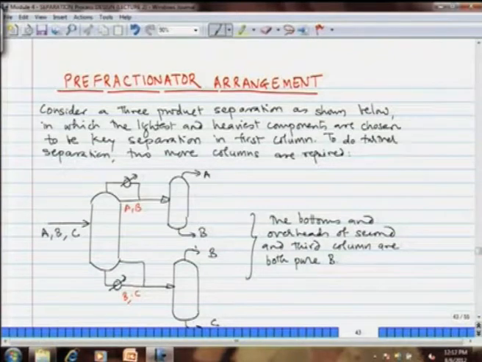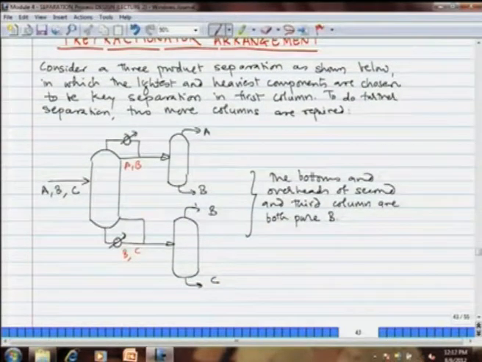The A and C mostly end up in top and bottom, but B gets distributed, and then the mixtures AB are split in another column, BC is split in another column. So, totally you require 3 columns. The first column may not have a very large number of plates because it is not going for sharp separation. Okay. So, few plates just to separate the ternary components into AB and BC, B getting distributed between the 2 streams, and then you have individual splits. So, you have basically 3 columns here.